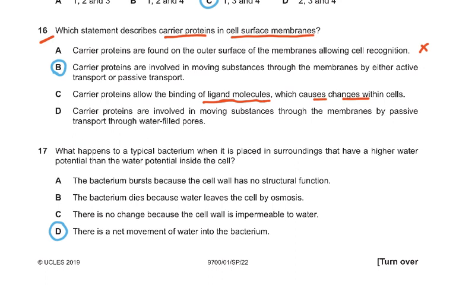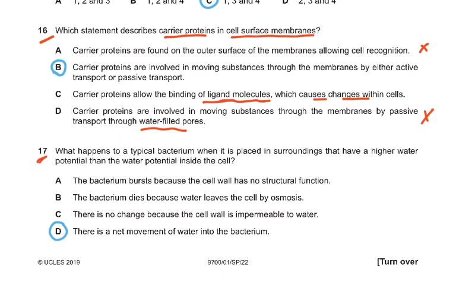Carrier proteins are involved in moving substance through the membranes by passive transport through water-filled pores. Oh, that was total rubbish. So you have to understand why carrier proteins. Carrier proteins are moving substances, could be by facilitated diffusion, could be by active transport. So it's not necessarily all active transport.